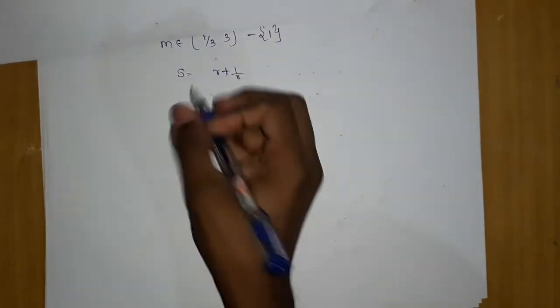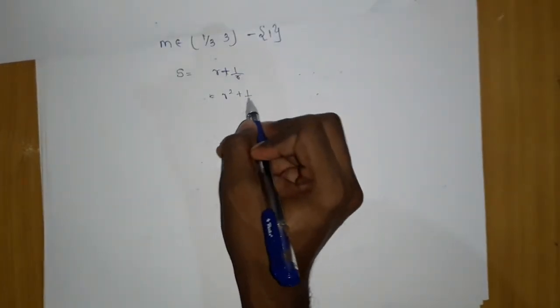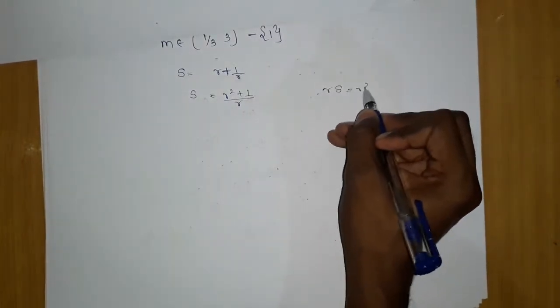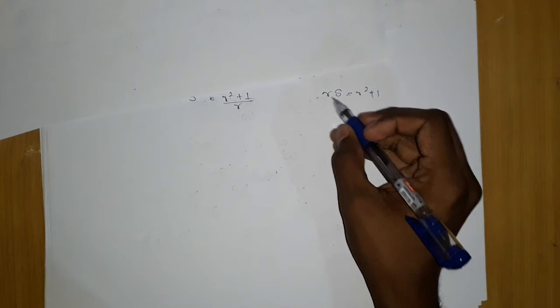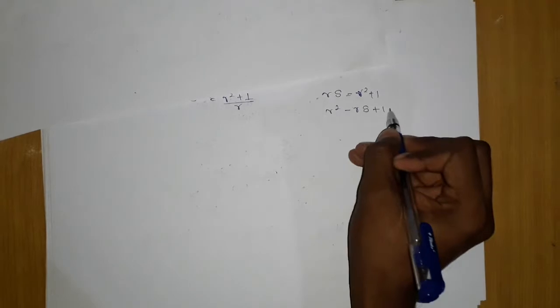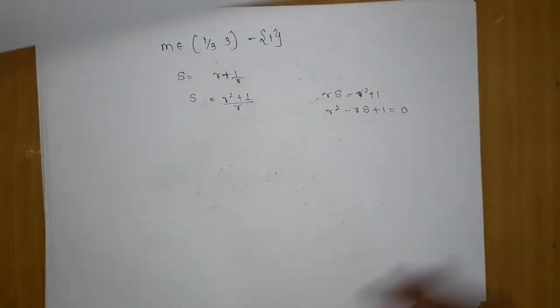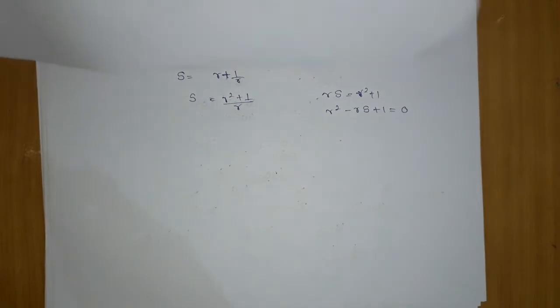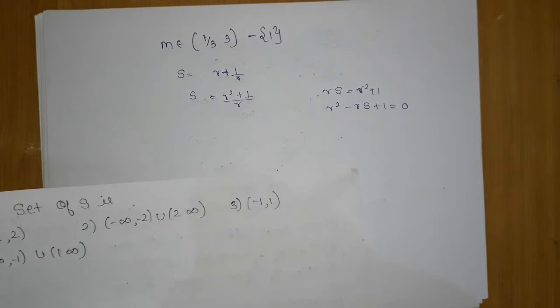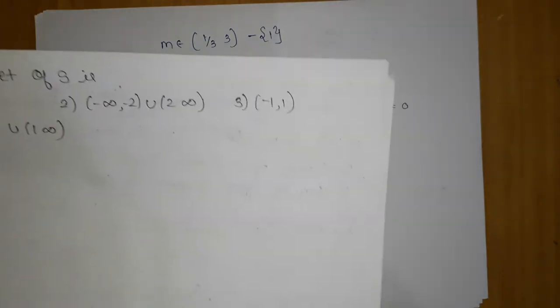Now if I cross multiply, this will become r, this will be s, so r into s is equal to r square plus 1. So we are getting r square minus r into s plus 1 is equal to 0. What we can do, we formed a quadratic equation here, because the condition given was s is equal to r plus 1 by r. Now it is a quadratic.